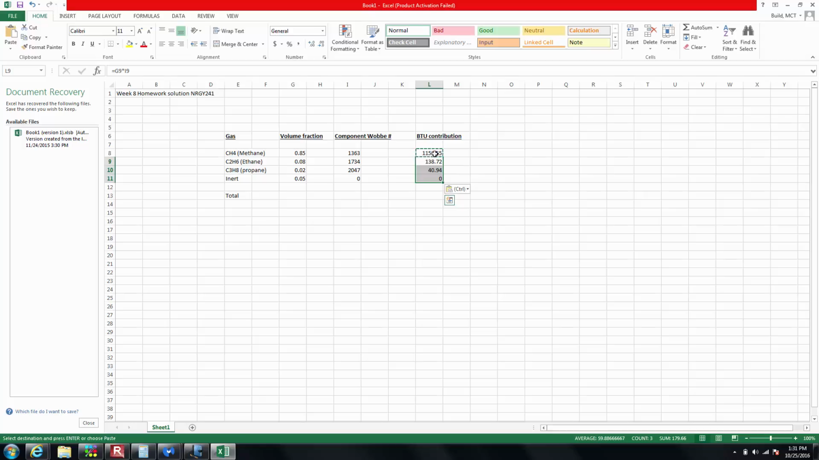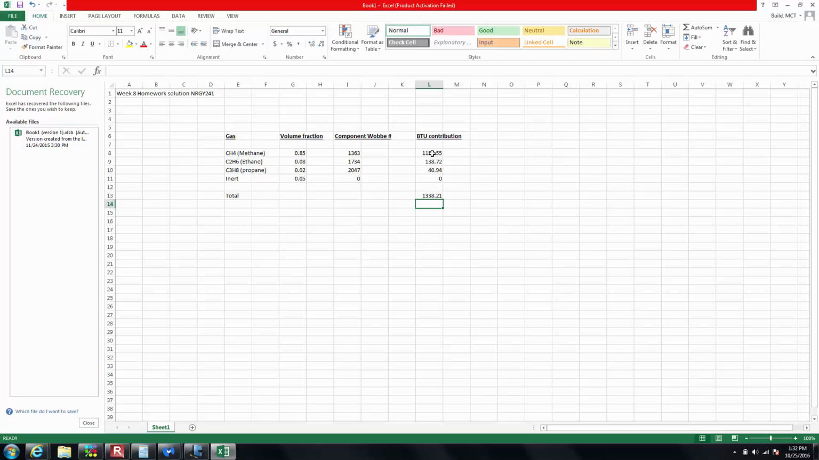So that's how many BTUs we're getting out of each one of these: 1158 for methane, 138.7 for ethane, 40.9 for propane. Of course, the inert is not contributing anything. So this is going to be the sum of that, 1338.21.